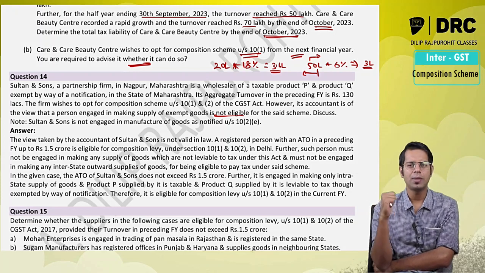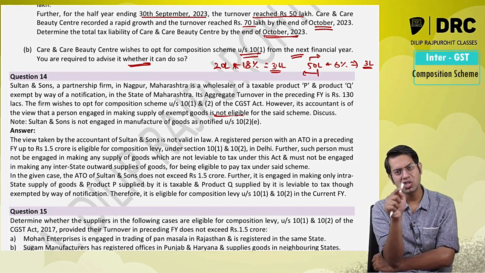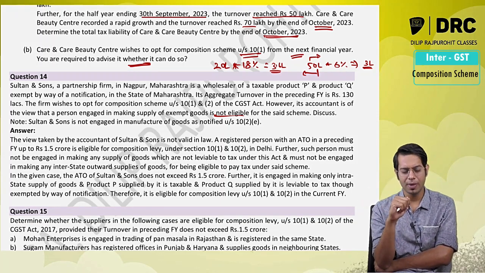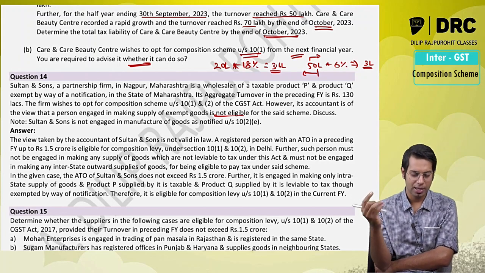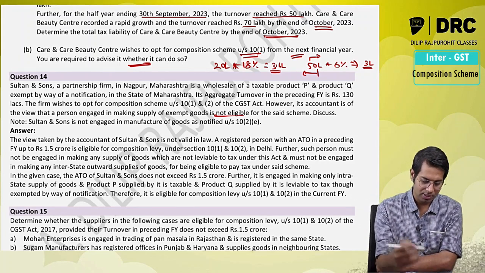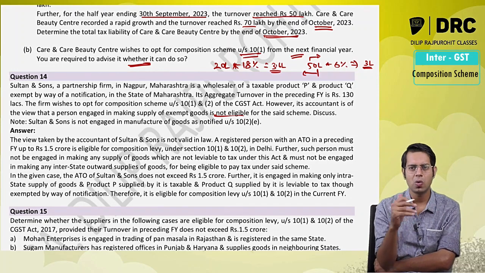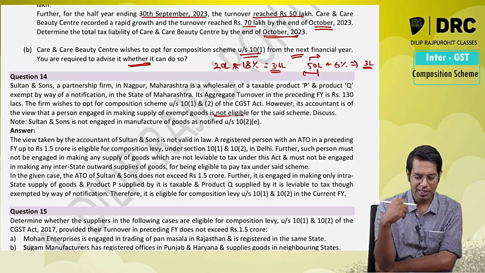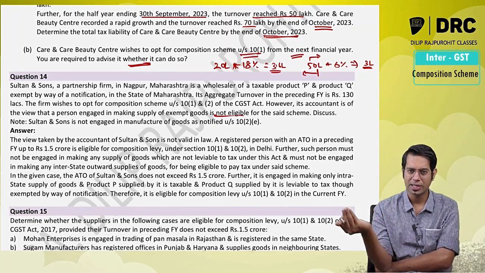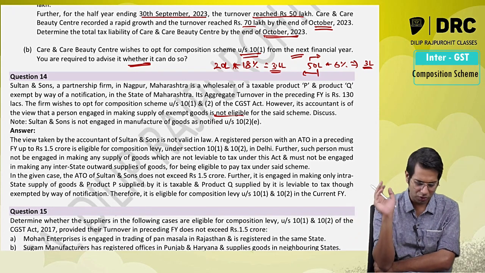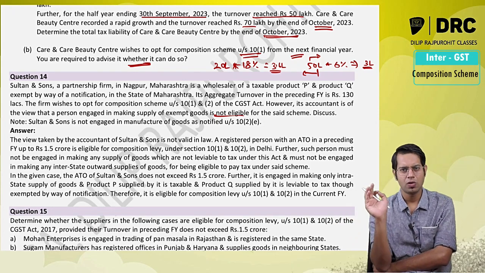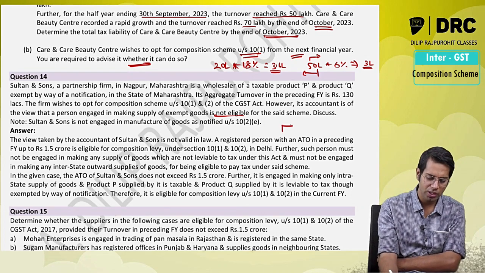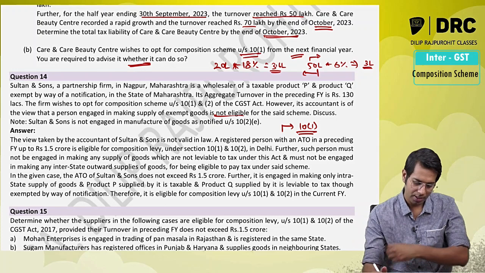Now the company wants to become a composition dealer, but the accountant says because you are making exempt supplies you are not eligible to become a composition dealer. Is the accountant correct? Discuss. Answer is no, the accountant is not correct. If you are making taxable or exempt supply, it does not matter, you can opt for composition scheme, provided your aggregate turnover is up to 1.5 crores. So here what should I do, sir? I should write the provisions of section 10 subsection 1.